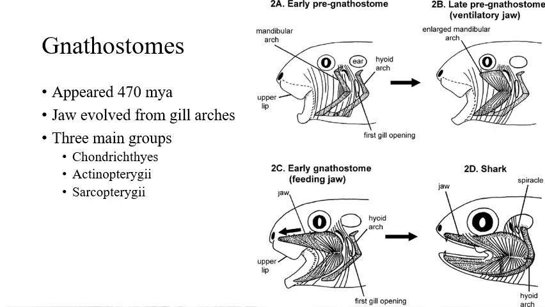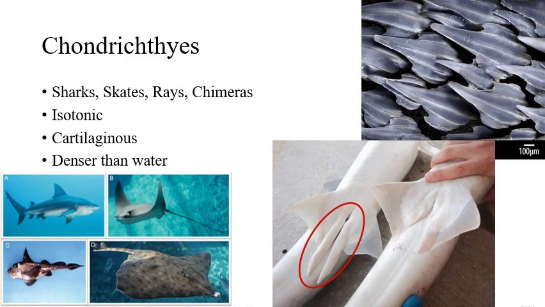So there's three main groups. Chondrichthyes, which is the sharks, Actinopterygii, which is the ray fin fishes, like the fish you typically think of, and then Sarcopterygii, which are the lobe fin fishes, which are fish that you typically wouldn't think of. Chondrichthyes are probably one of the coolest phylum of fishes out there.